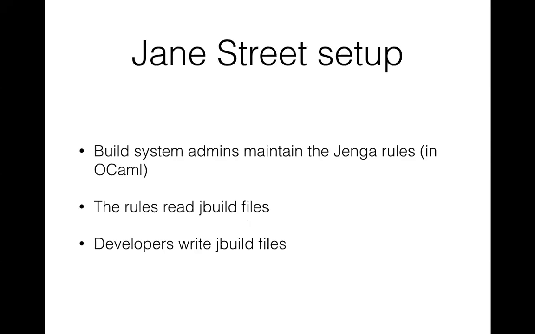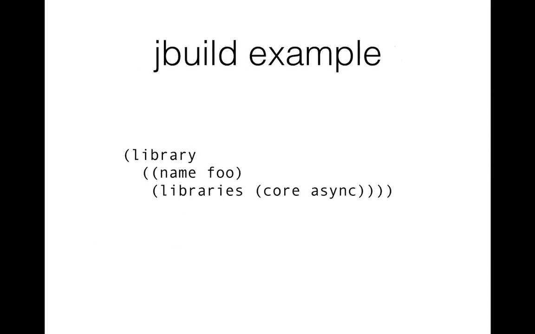So yeah, back to Jenga and the Gen 3 setup. How it works in general: we have a few build system admins who maintain the Jenga rules. So basically it's just a few people, and sometimes people will come and develop their own things. The rules we have interpret Jbuilder files. And what developers do, like everybody at Gen 3 on a daily basis, is just write these Jbuilder files. So for developers, it's quite easy, basically. They don't have to know much. A typical example of a Jbuilder file you write: you want to write a library foo that uses curl async. Well, you just write this, library foo that uses curl async, and you let the system deal with it.